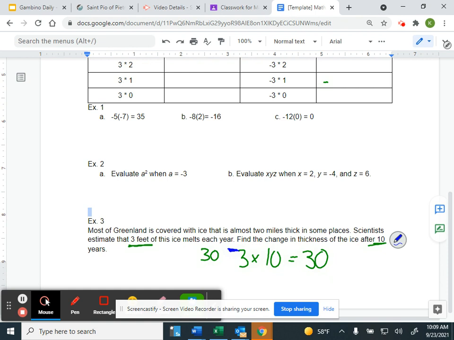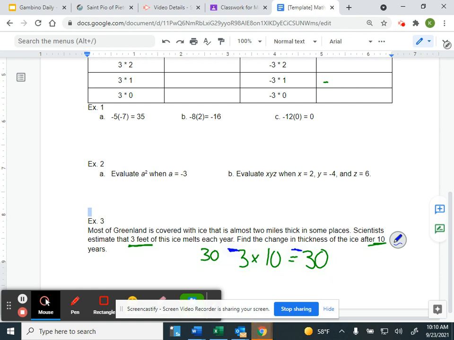Will, do you want to change your answer or keep it at 30? Yeah, negative 30. Because it was a negative 3. So 30 feet melt away in 10 years. So it's a negative 30.